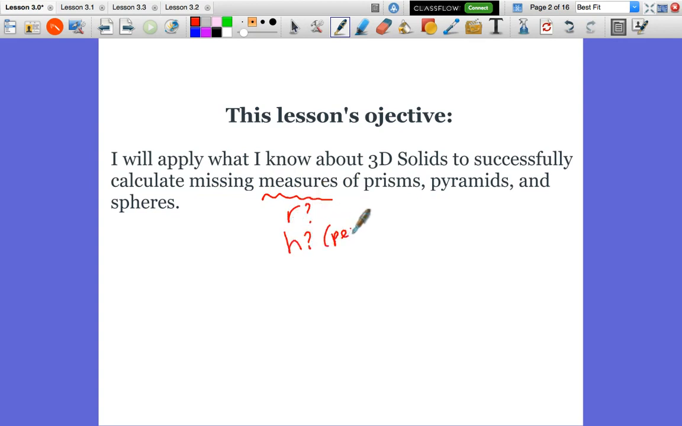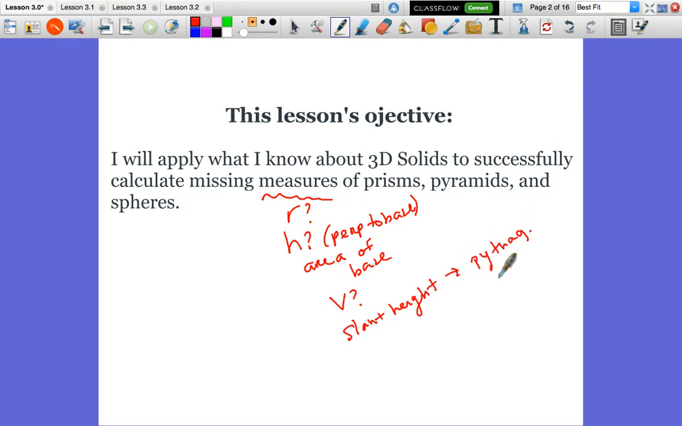And you have to remember that height's always going to be perpendicular to base. I could be asking you to find the area of the base. Or I could be asking you to find the volume, right? Or remember slant height might come in. What did we need for slant height? Oh, Pythagorean theorem, which is a squared plus b squared equals c squared, right? So like this stuff will all come in, as well as finding spheres, right? So prisms, pyramids, and spheres.